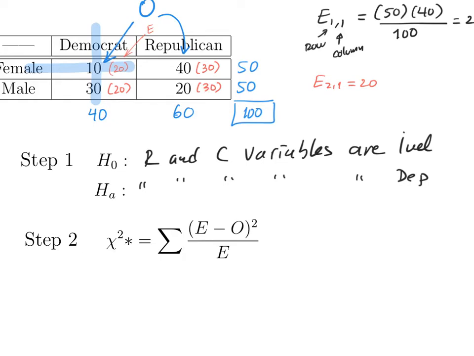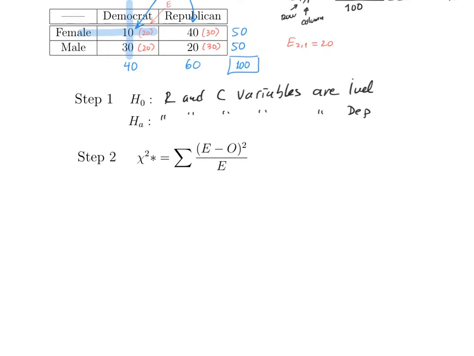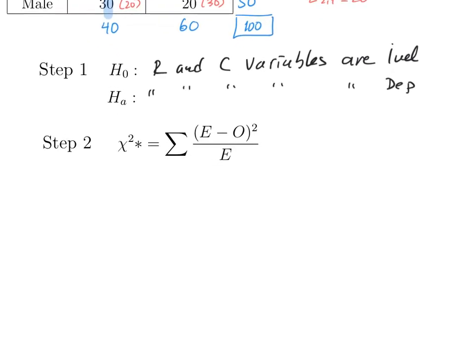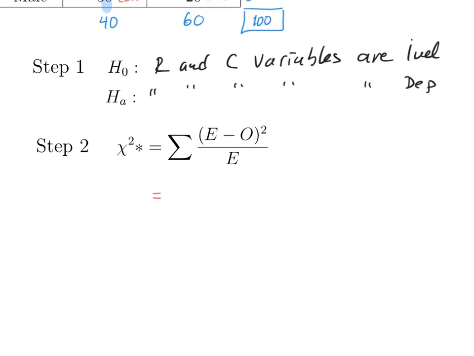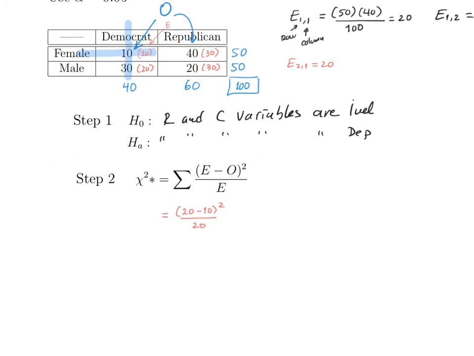So once you find the expected values, now you can complete step 2. So all you have to do is plug it in this formula, and notice that you have 4 observed values and you have 4 expected values, so you have to do this 4 times. So this will be 20 minus 10 square over 20. Why? Because remember, the first observed value was 20. The first expected value is 20. The first observed value is 10. So you just literally plug it in.